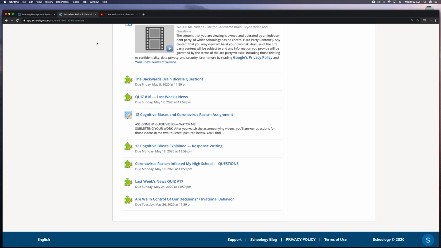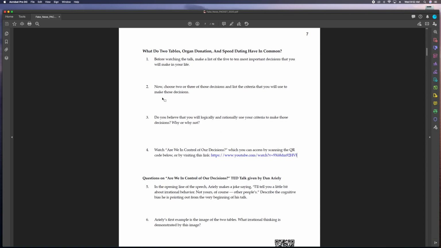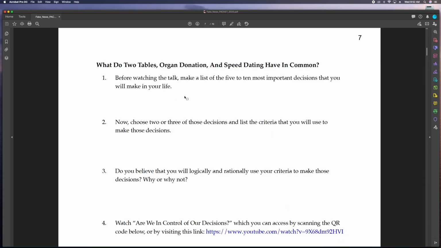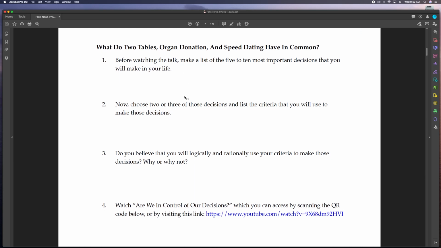And in this one, it follows along with the packet. So on page 7, there's, I guess, what you would consider some opening questions before watching the video. The creator of this document has entitled it, "What Two Tables, Organ Donation, and Speed Dating Have in Common." Actually, they got it in the form of a question. I just read it wrong.